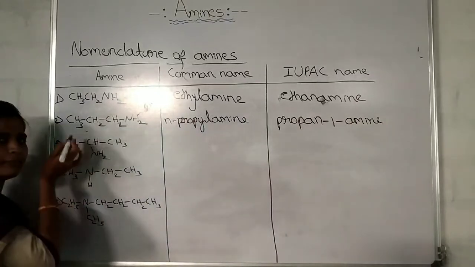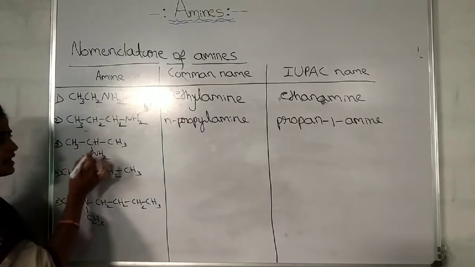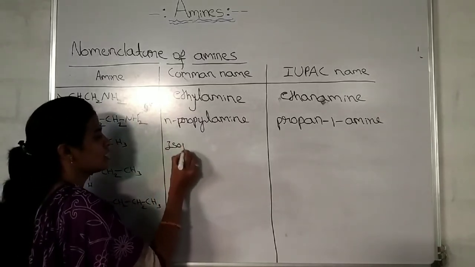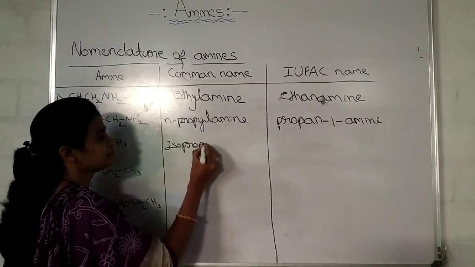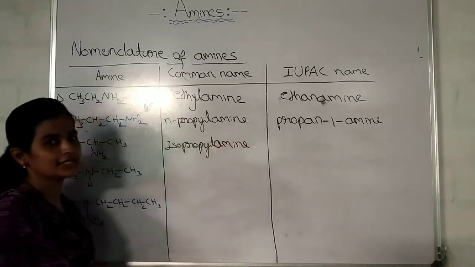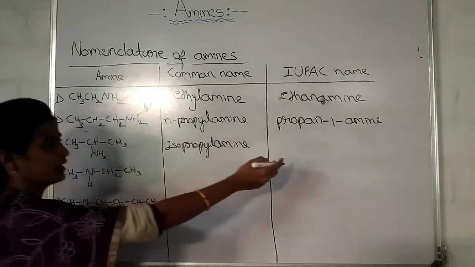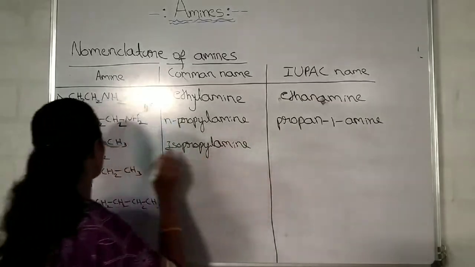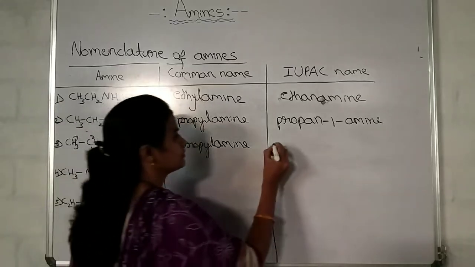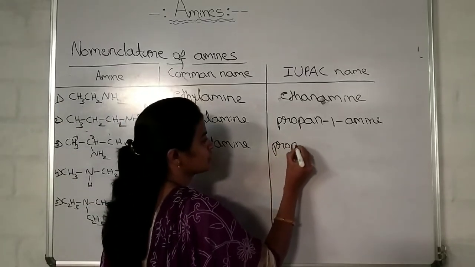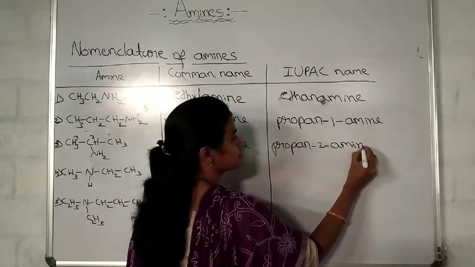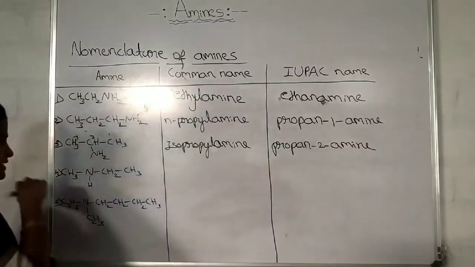Okay, next one. To the middle carbon atom, the NH2 group is attached. Therefore, what is the name of that? Isopropyl amine. Yes, you can easily name this. Propane 1, 2, 3. Propan-2-amine.